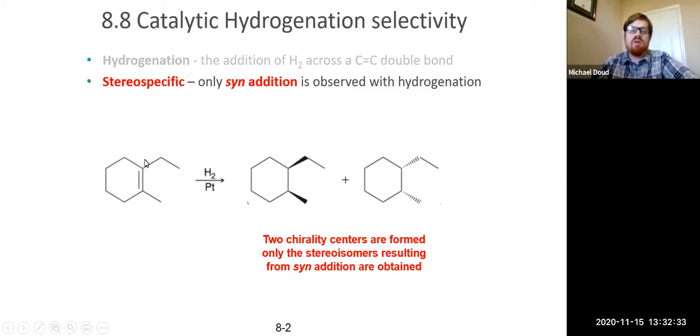So basically here, when you take this alkene, that's going to end up being an asymmetric alkane with two chiral centers, you're going to add the hydrogen atoms to one side. So you could add hydrogen from the top and hydrogen from the top. That would give you this product over here. If you added hydrogen from the bottom, hydrogen from the bottom, that would push out the ethyl and methyl groups, and that would give you this product. So again, you form two chiral centers, and it's the enantiomers that you form because of the syn addition.